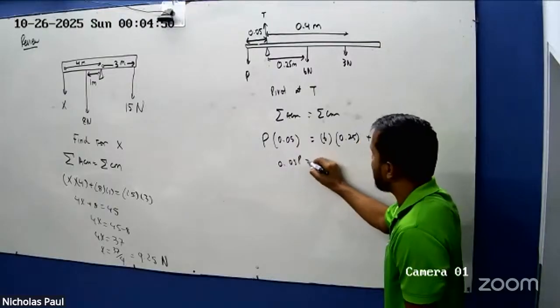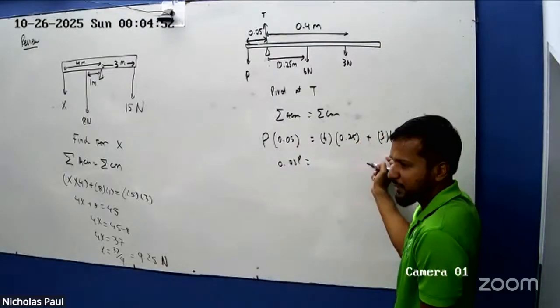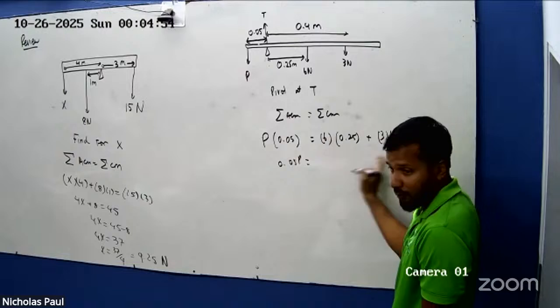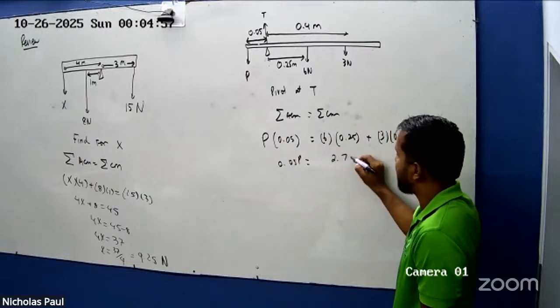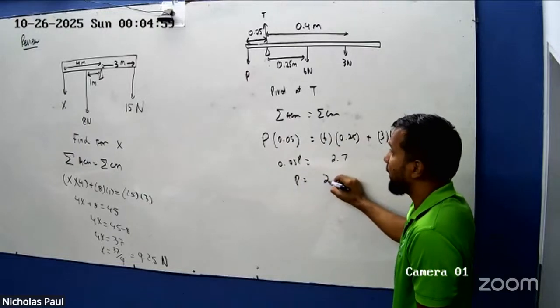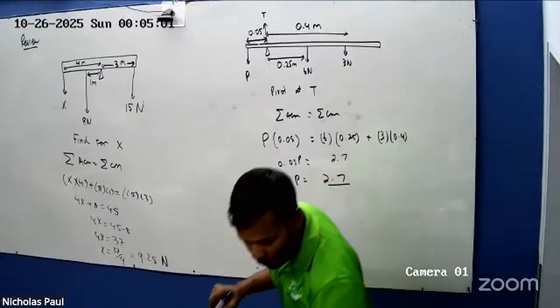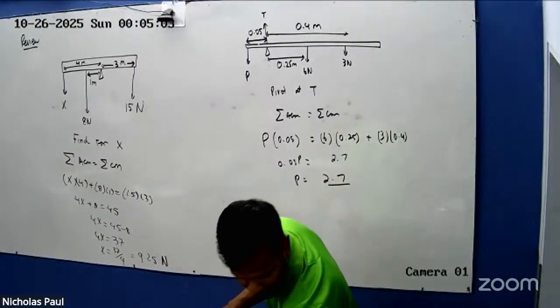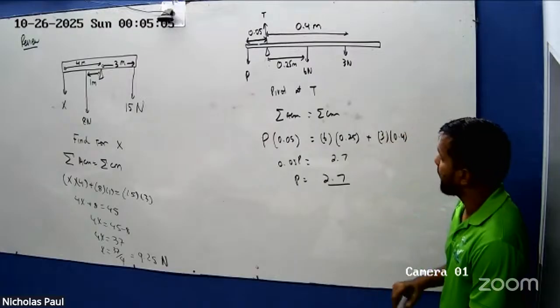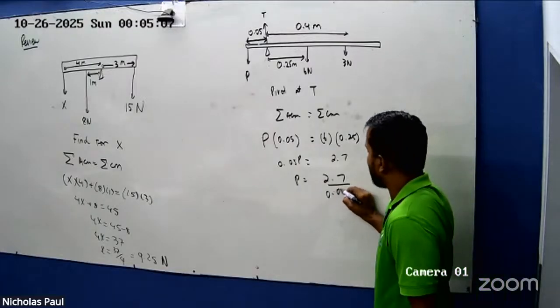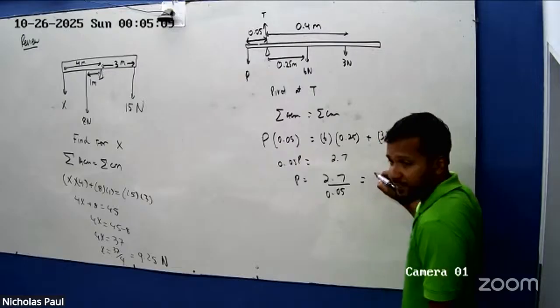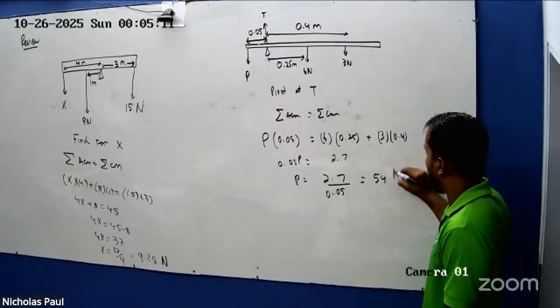0.05 P is equal to, how much is this when you add it up? Closing, when you add it up, 2.7. So P is equal to 2.7 over 0.05, which is 54 Newton.